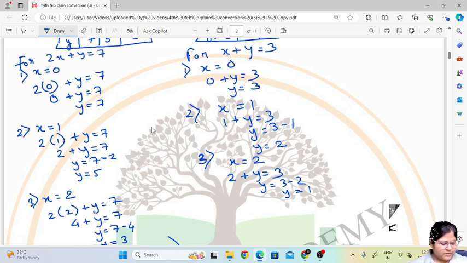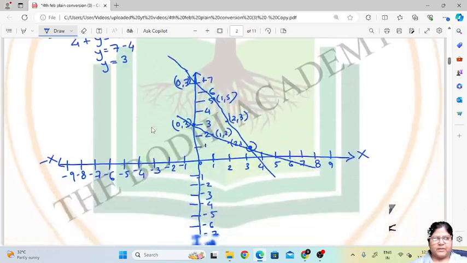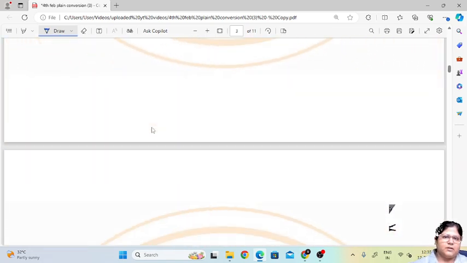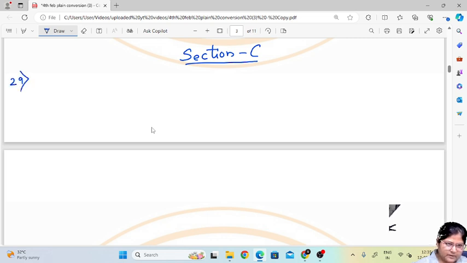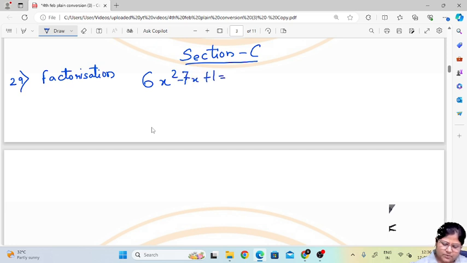Okay, now coming to section C, that is your 3 marks question. Now we'll start with question number 29. Find the roots of the following quadratic equation by factorization method. Factorization method is nothing but the middle term splitting method. So middle term splitting you have to do. 6x square minus 7x plus 1 equals 0.